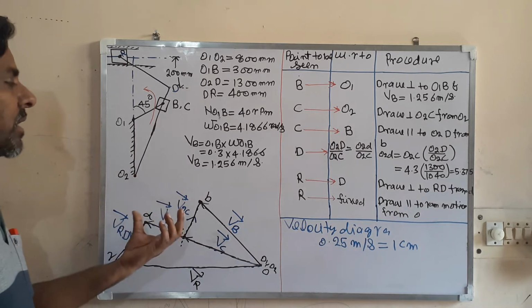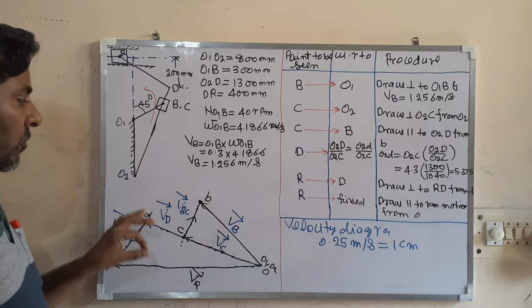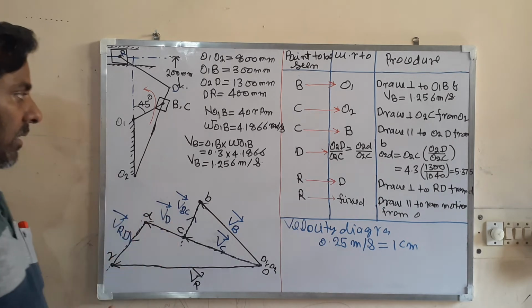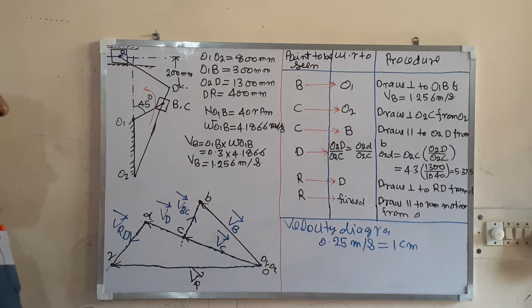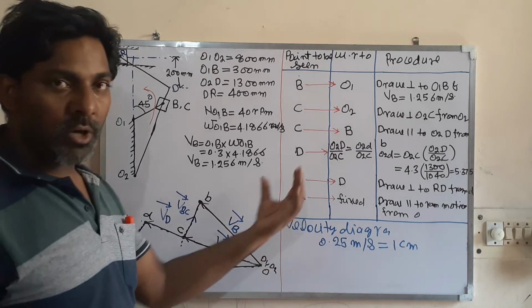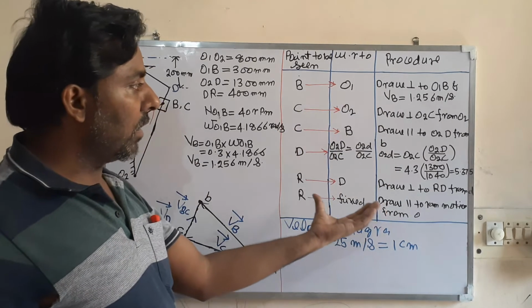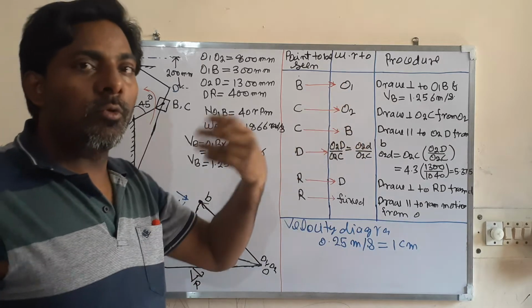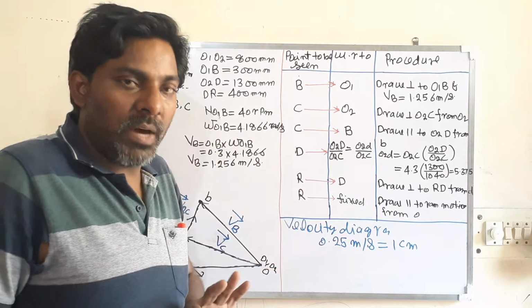You can get each and everything. So now your velocity diagram drawing is completed. Now next step is to do the calculation. I think you have noted this table, so I can remove this table. This is very important when you forget and you are going to revise.